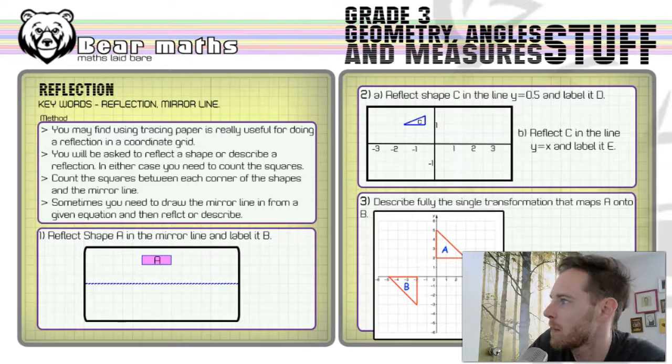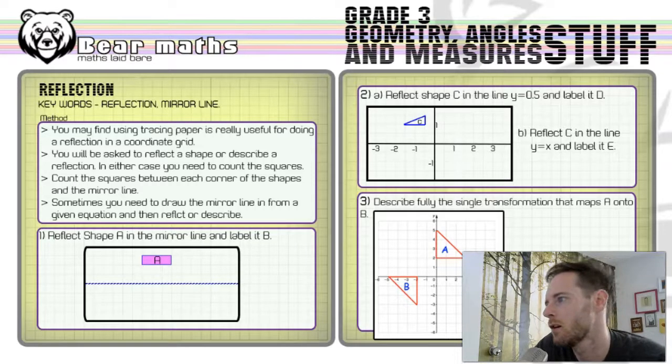So the method states you may find using tracing paper is really useful for doing a reflection, and it is, but I can't use that on here. I mentioned that in the last video. You will be asked to reflect a shape or describe a reflection. In either case, you need to count squares. It's the counting squares method that's really worthwhile here. Count the squares between each corner of the shapes and the mirror line. Sometimes you need to draw the mirror line in from a given equation and then reflect or describe.